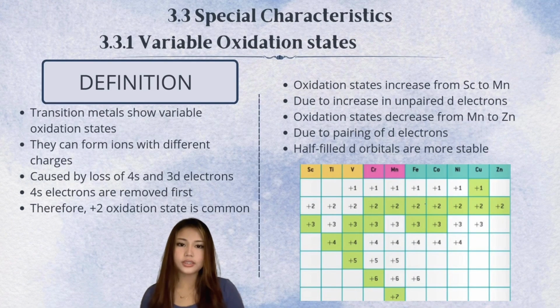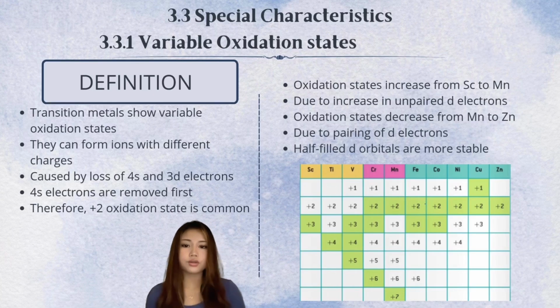For this slide, I will explain one of the special characteristics of transition metals, which is variable oxidation states. Transition metals are elements that can exist in more than one oxidation state. This means they are able to form ions with different charges in different compounds. This property occurs because transition metals lose both their 4s and 3d electrons during ion formation. The 4s electrons are removed first, followed by the 3d electrons. As a result, the +2 oxidation state is very common among transition metals.